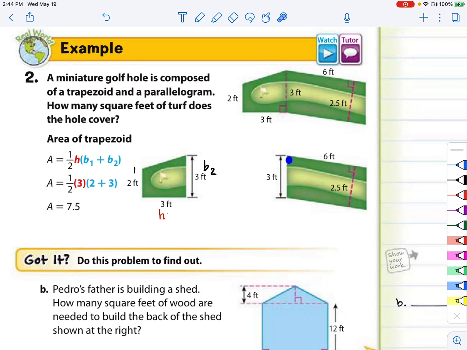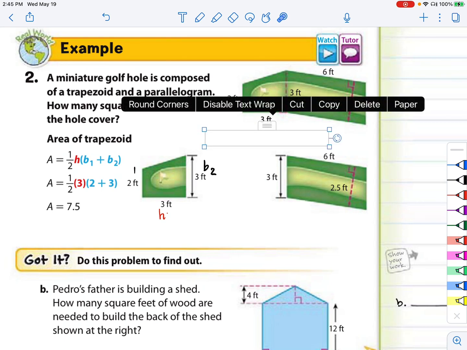So this is our parallelogram. We have two pairs of parallel sides, and this is the height of our parallelogram. Remember, the height is always perpendicular to the base, or it forms a right angle with the base. So the height is 2.5 feet, and the base is 6 feet. Now you notice it's giving you 3 feet here. This does not matter. You're only looking for the base and the height to find the area of this parallelogram.